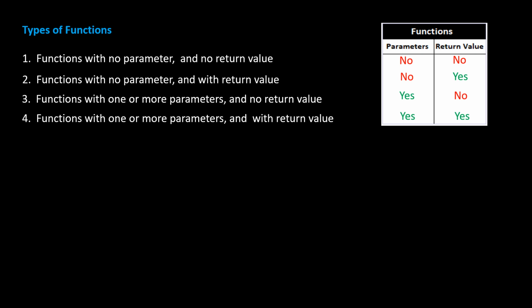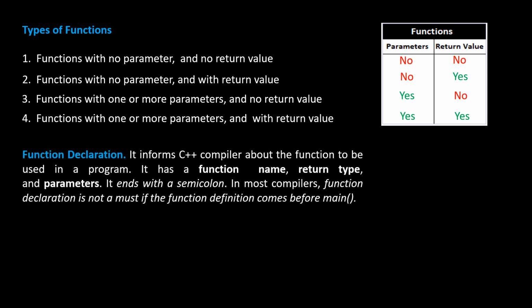Function declaration. It informs the C++ compiler about the function to be used in a program. It has a function name, return type, and parameters. It ends with a semicolon. In most compilers, function declaration is not a must if the function definition comes before the main function. This is an example of a function declaration.